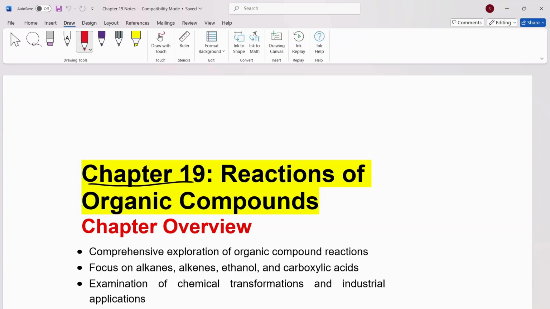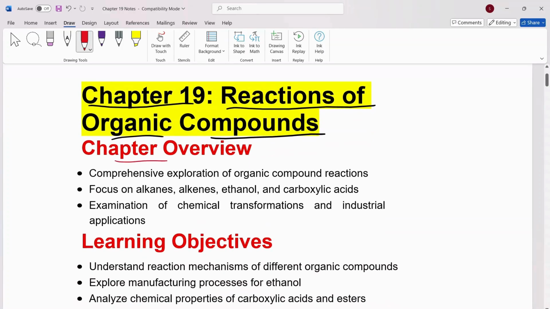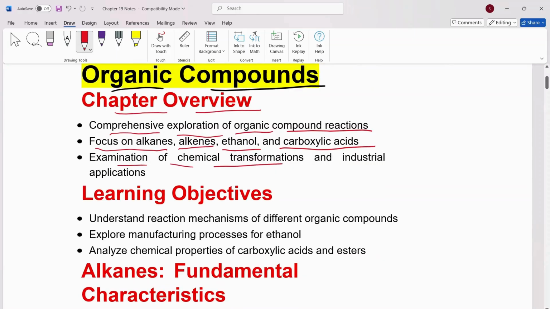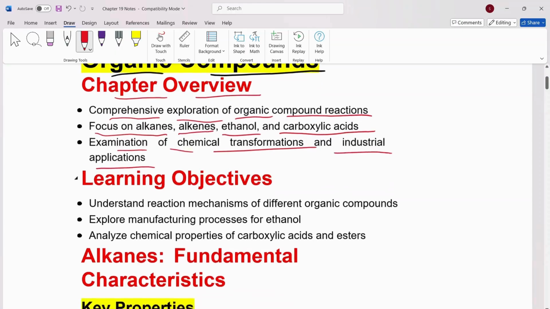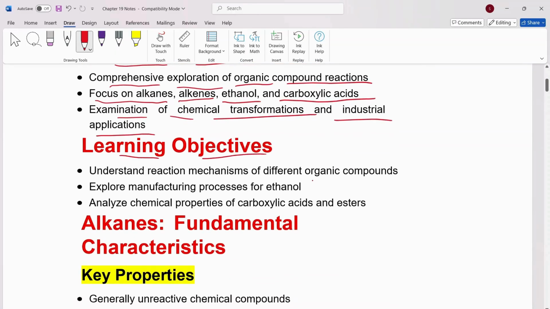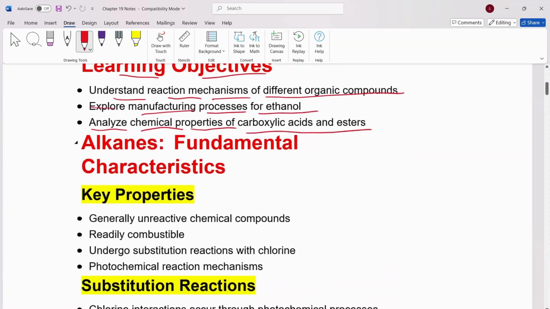Let's start chapter number 19, Reactions of Organic Compounds. Chapter overview: a comprehensive exploration of organic compound reactions, with a focus on alkanes, alkenes, ethanol, and carboxylic acids, and an examination of chemical transformation and industrial application. Some learning objectives here include understanding reaction mechanisms of different organic compounds, exploring manufacturing processes for ethanol, and analyzing chemical properties of carboxylic acids and esters.